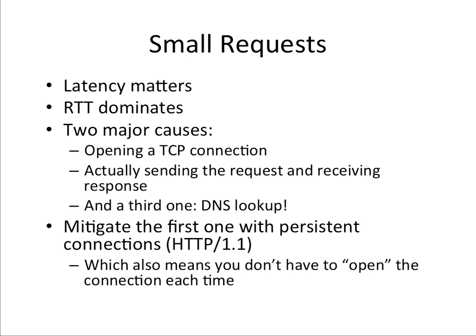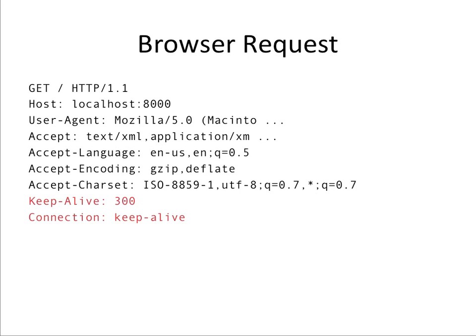Does that make sense? So you establish one connection, take a hit of one round trip, and then we just send requests for images using the same connection. For a browser to tell the server that it supports this feature, you just put this particular header called connection and say, keep alive, we support that.